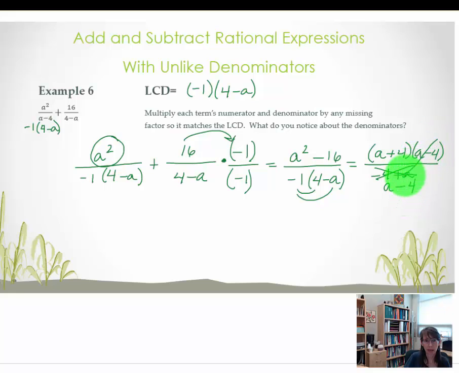And now we can see that the quantities of a minus 4 reduce, and all we're left with in the numerator is a plus 4. And that is our final answer. Since it is all collected in the numerator, we're not going to have a rational expression for the answer.